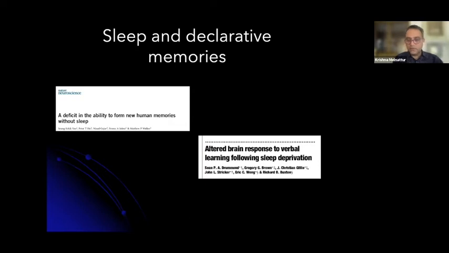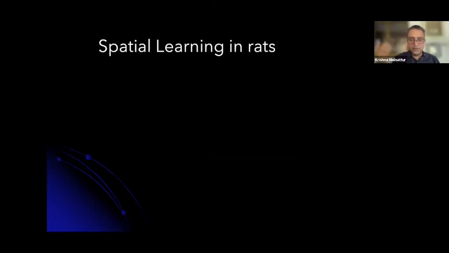Okay, but you can imagine it's kind of hard to get at mechanisms in humans. So instead, what we do is we study spatial learning as a model for declarative memories, because it's been shown that spatial learning is essentially a kind of evolutionary precursor for declarative memories in humans. Okay, so how do we study spatial learning?